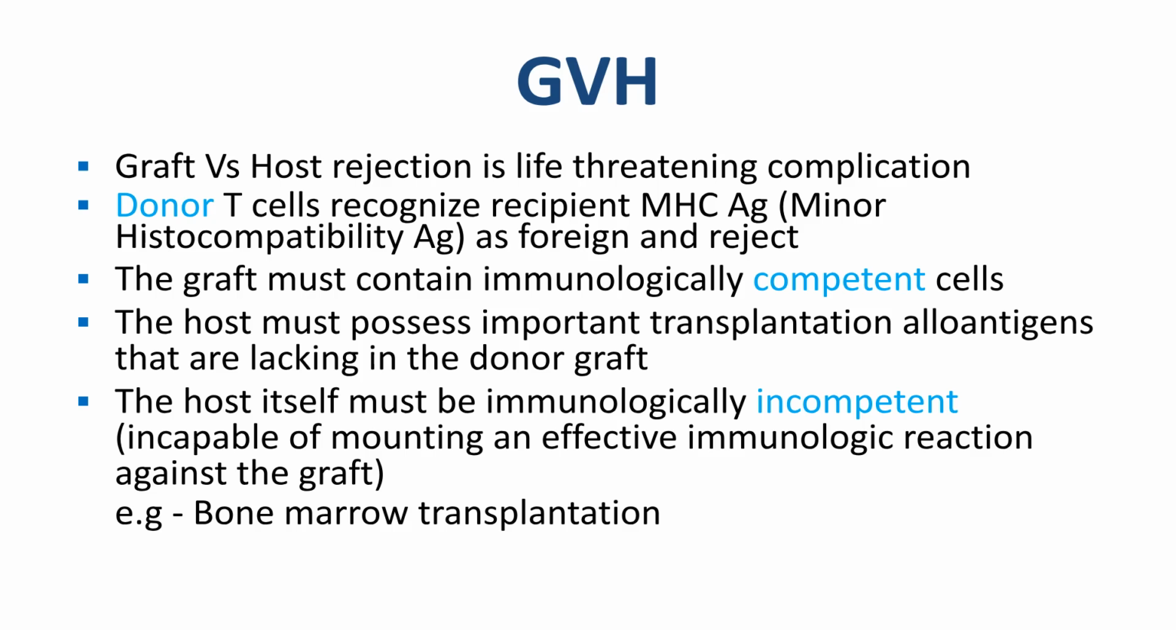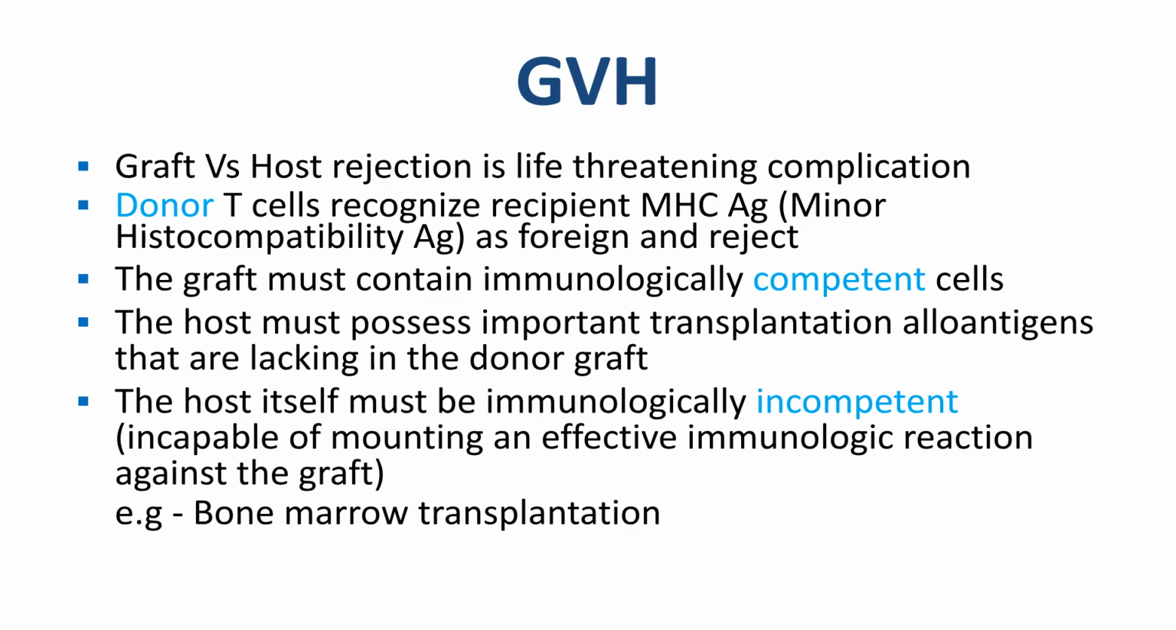For GVHD to occur, 3 conditions must be met. First, the graft must contain immunologically competent cells, specifically mature T lymphocytes capable of recognizing antigens and mounting immune responses. Second, the host must possess important transplantation alloantigens, particularly minor histocompatibility antigens, that are lacking in the donor graft. Even when major HLA antigens are matched, minor histocompatibility differences can trigger GVHD.